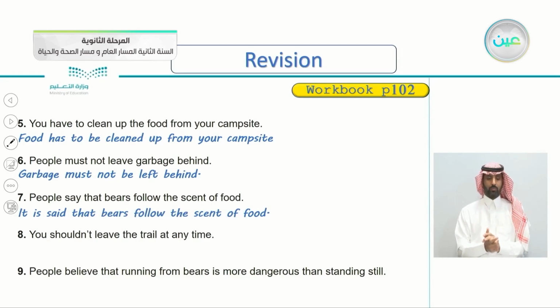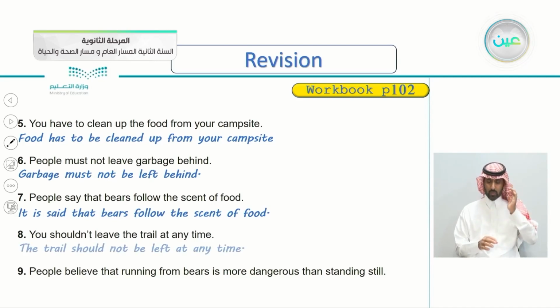Very good. Number 8, you shouldn't leave the trail at any time. So, again, you shouldn't leave the trail at any time. Begin with the object. So, let's see the answer here. So, very good. The object is the trail. The trail should not be left. Leave here, change to left at any time. The trail should not be left at any time.